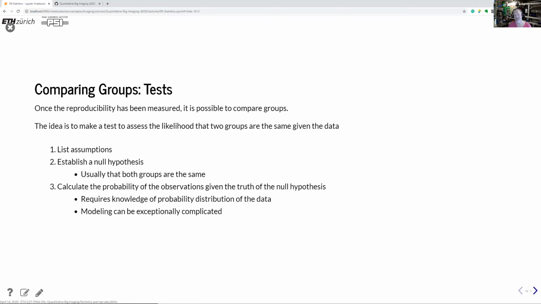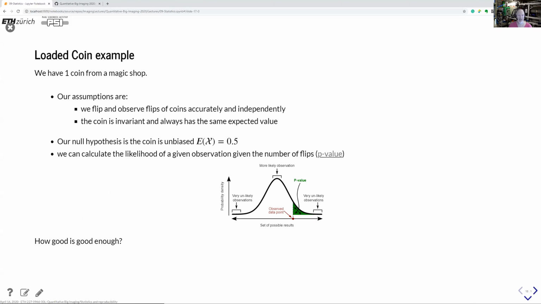And there is a little bit of a problem here, because you don't always know the distribution, and that can be very complicated to get. In many cases, the quick fallback solution is assuming we have a Gaussian distribution, which is more or less true if you look at the law of large numbers. At some point, any distribution will turn into a Gaussian, or can be analyzed as a Gaussian distribution, but you need a lot of data for that. Look at the coin example again. We have this coin from the magic shop.